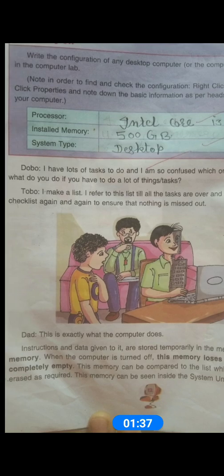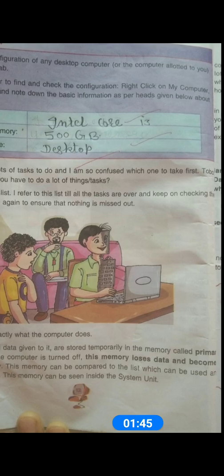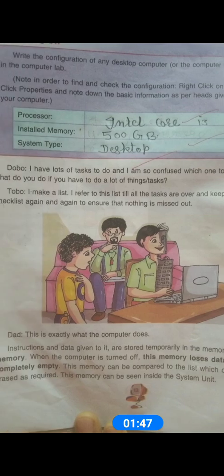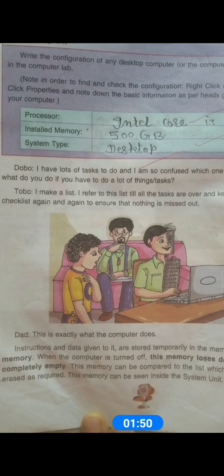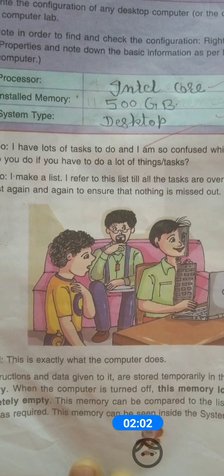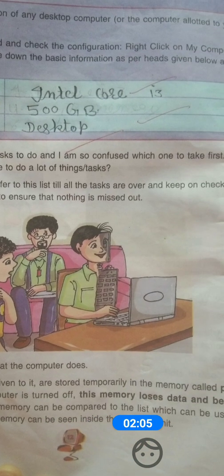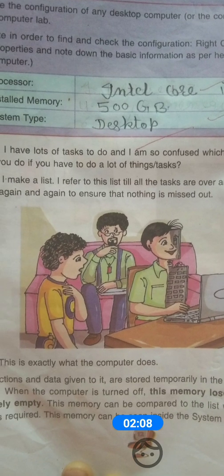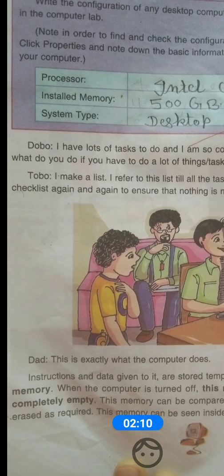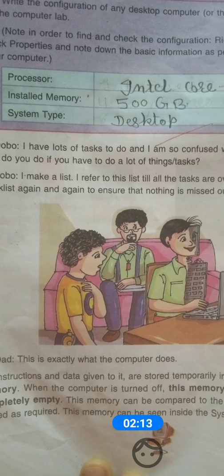Now here is the conversation between Dobo and Dad. Dobo said, I have a lot of tasks to do and I am so confused which one to take first. What do you do if you have to do a lot of things or tasks? Now Dad replied, I make a list, I refer to this list till all the tasks are over, and keep on checking the checklist again and again to ensure that nothing is missed out.